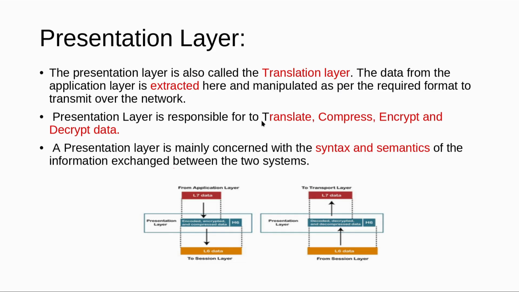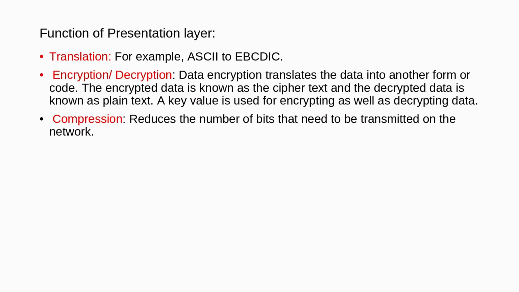The presentation layer is responsible for translation, compression, encryption and decryption of data, and it is mainly concerned with the syntax and semantics of the information exchanged between two systems. It is very plain and simple, very straightforward. Again, the functions of the presentation layer: translation, for example ASCII to EBCDIC. Encryption and decryption: data encryption translates the data into another form, which is ciphertext, and decryption converts it back into plain text. A key value is used for encrypting as well as decrypting data. Compression reduces the number of bits that need to be transmitted on the network.